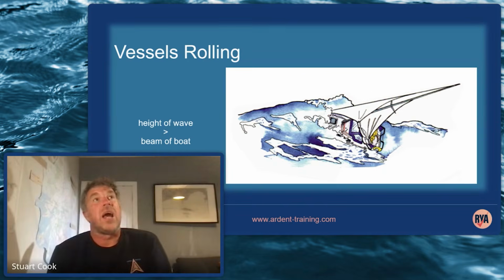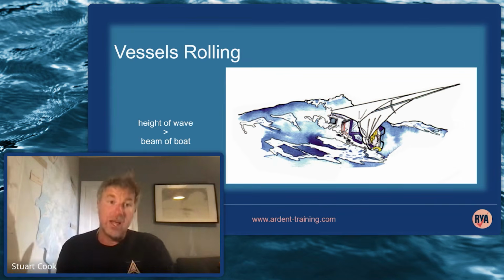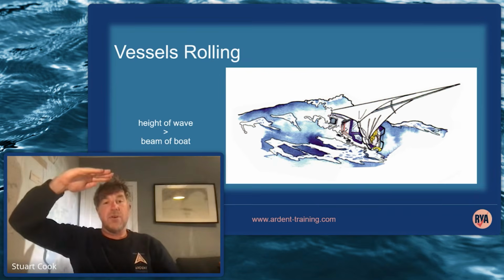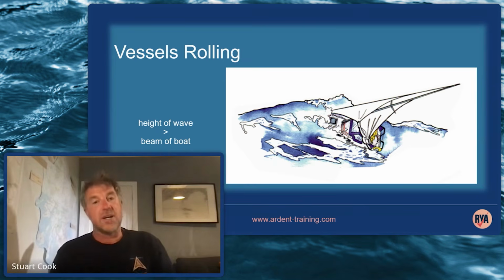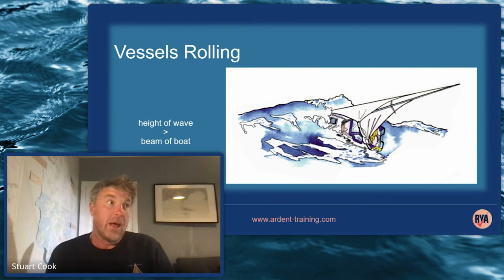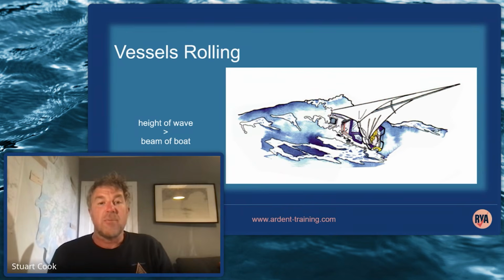Vessels rolling. Another way for a vessel to go upside down, other than it leaning so far over that its righting moment becomes negative, is if the height of the wave is greater than the width of the vessel, then there's a chance that it will turn the boat upside down. It's obviously unlikely to happen in coastal waters, but even just the other day, I was looking at the forecast, and out beyond the Outer Hebrides, where Charlie is at the moment, there was or is 4-meter waves. So if your boat beam is less than 4 meters, then you are susceptible to that.